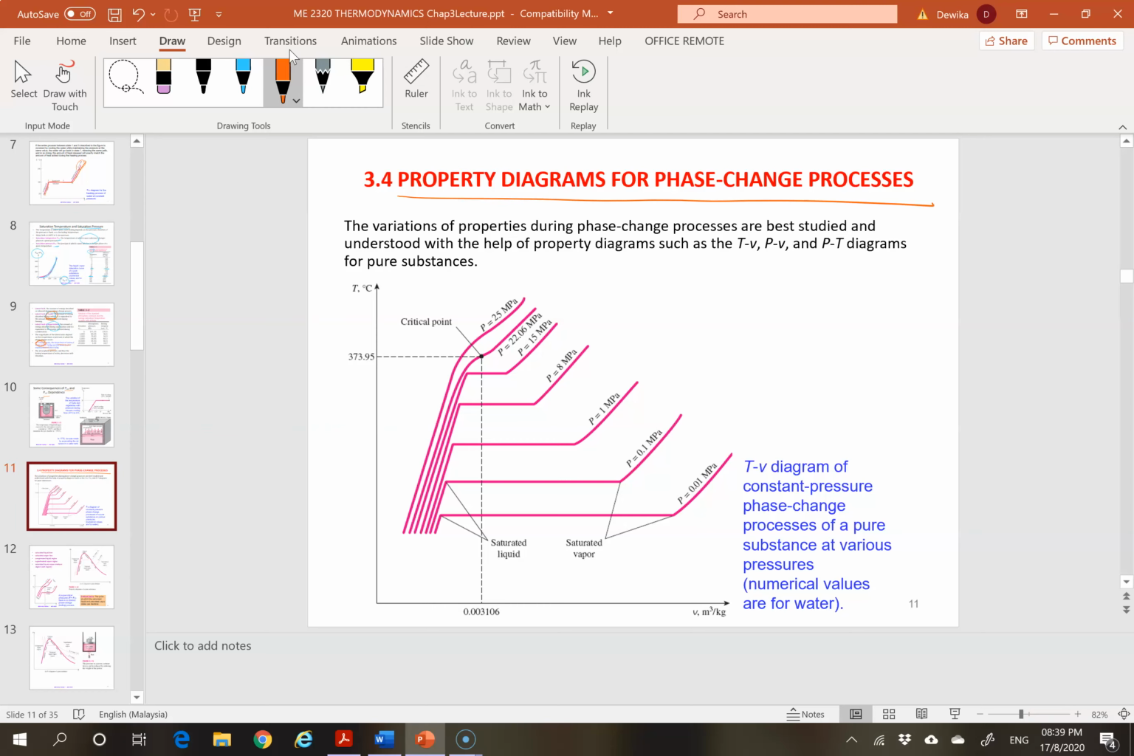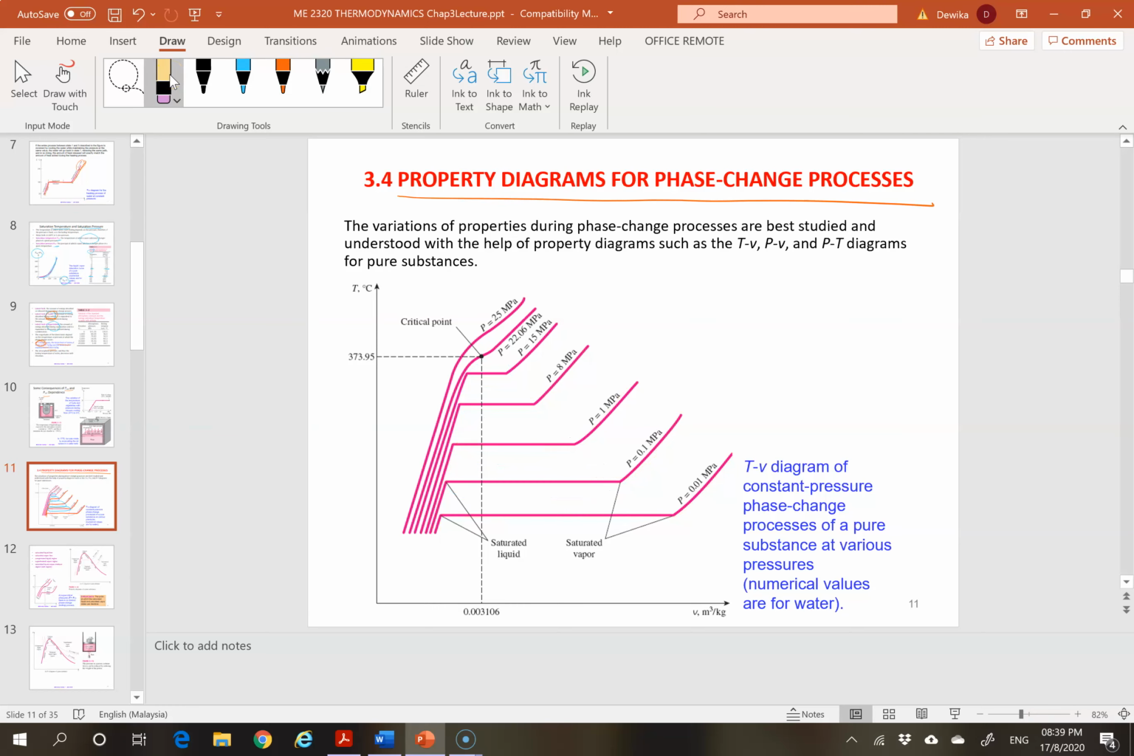Now let's look at this. Okay, so where we are. This is 1 megapascal. This is at 0.01 megapascal, and this at 0.1 megapascal, and this line is for 8 megapascal. What do you realize? As the pressure is increasing, what happens to the latent heat of vaporization? It is becoming shorter. Did you realize that?